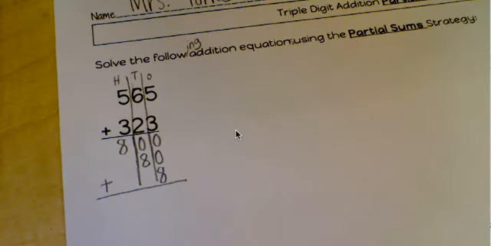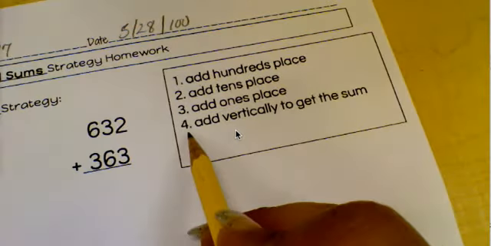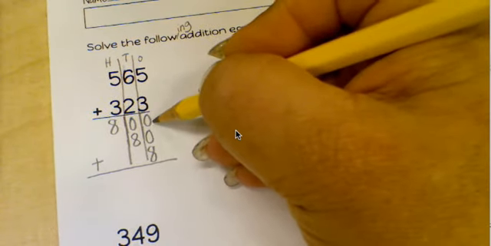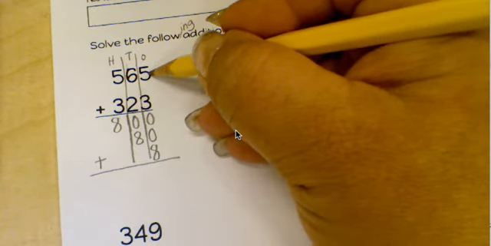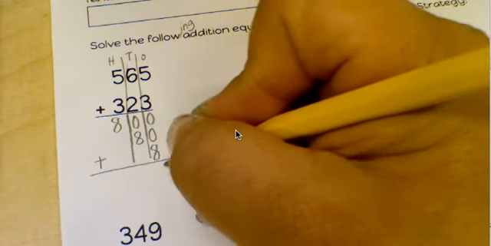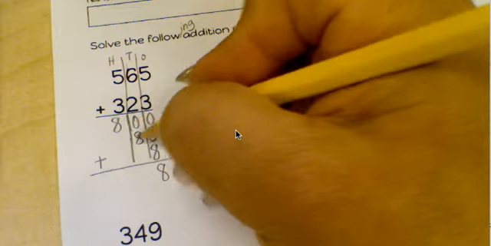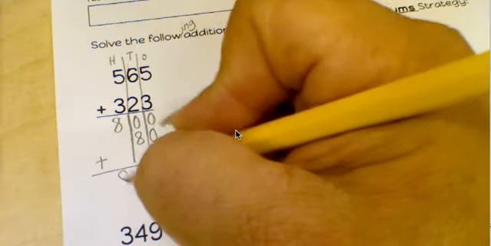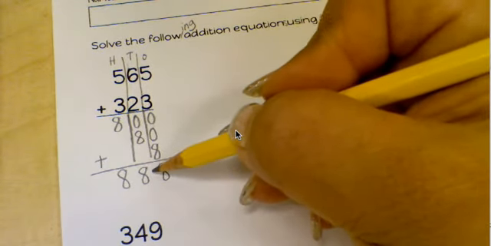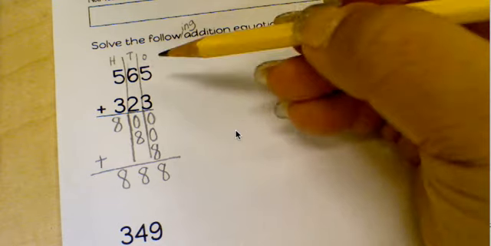And Vine Street, read number 4 for us. Add vertically to get the sum. So vertically, going down this way, is vertical. Let's get the sum of 565 and 323. 0 plus 0 plus 8 is 8. 0 plus 8 is 8. And 8 plus nothing is 800. So our sum is 888.